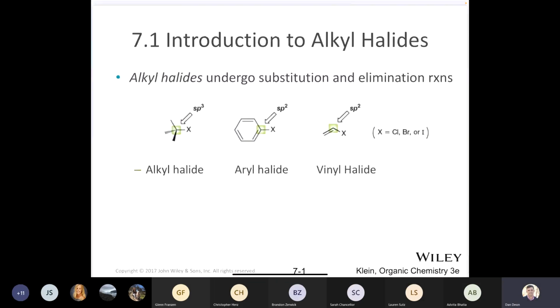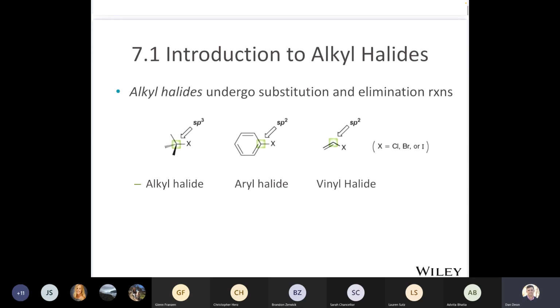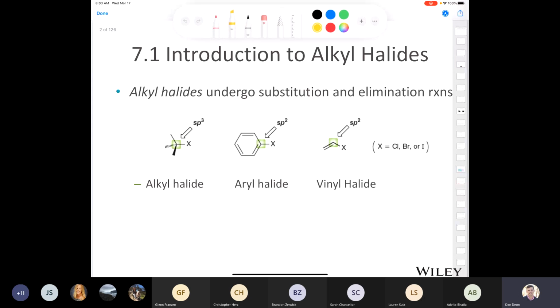All right, Chemistry 3101. This is Chapter 7, where we talk about alkyl halides and nucleophilic substitution and elimination reactions. And we're going to see a lot of alkyl halides in this chapter. Now, hopefully you know what a halide is. You should know what the halogens are. Right? The halogens are fluorine, chlorine, bromine, and iodine.